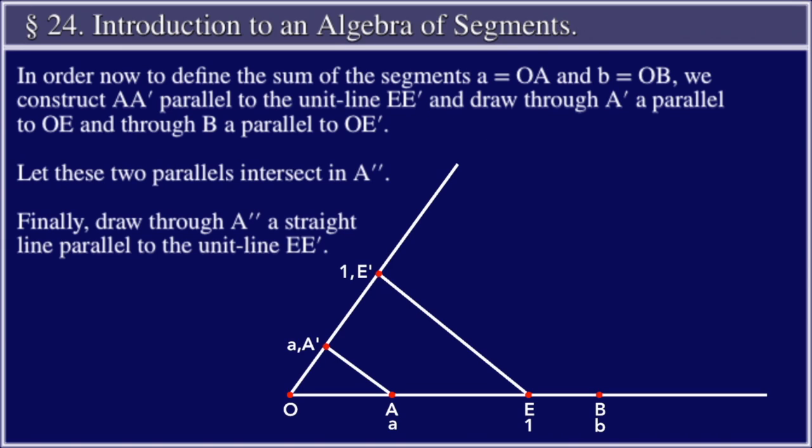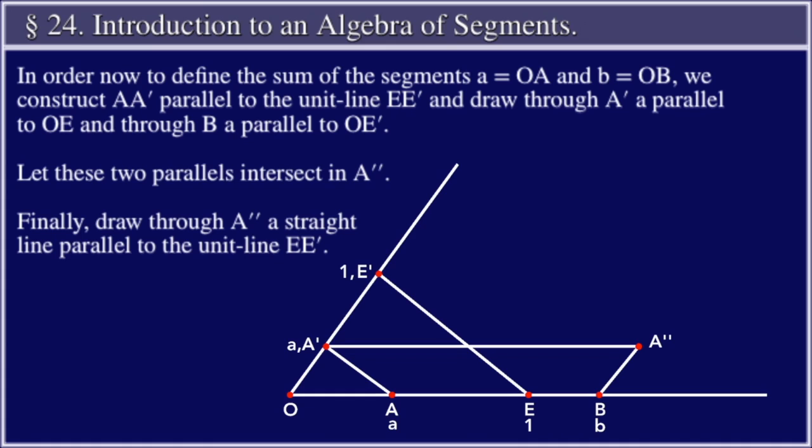In order now to define the sum of the segments A = OA and B = OB, we construct AA′ parallel to the unit line EE′ and draw through A′ a parallel to OE and through B a parallel to OE′. Let these two parallels intersect in A″.